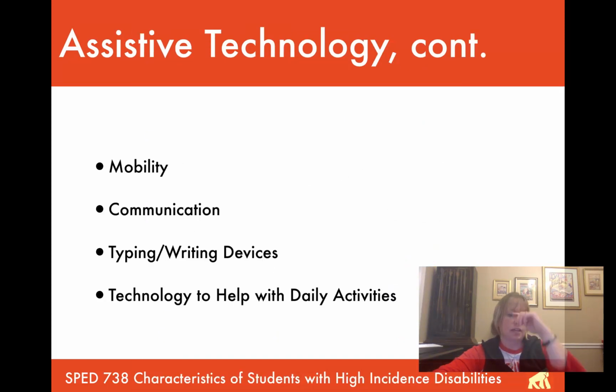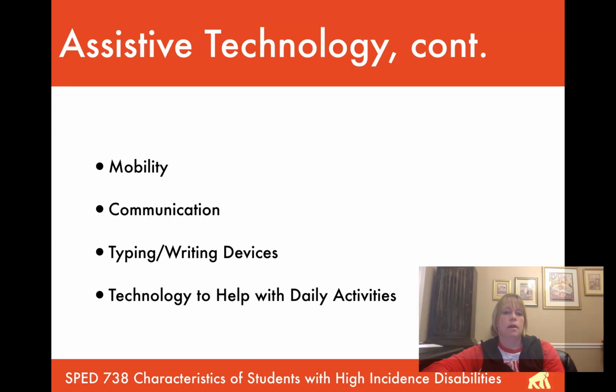But a couple of things that it'll talk about: assistive technology for mobility. So when we look at, does the student need a wheelchair? Do they need a motorized wheelchair? Do they need a walker, a cane? What are we looking at for mobility? Do they need different seating options within the classroom?